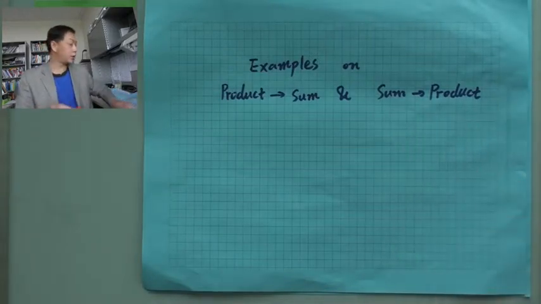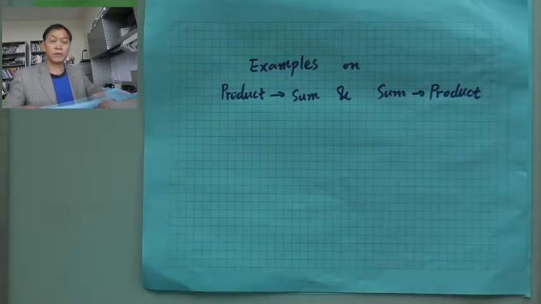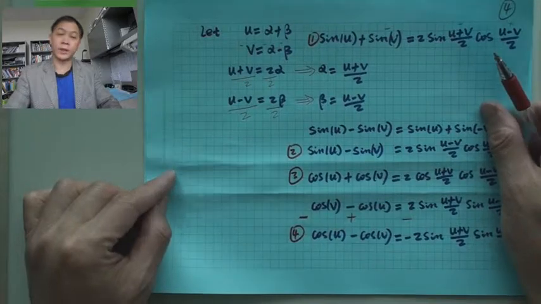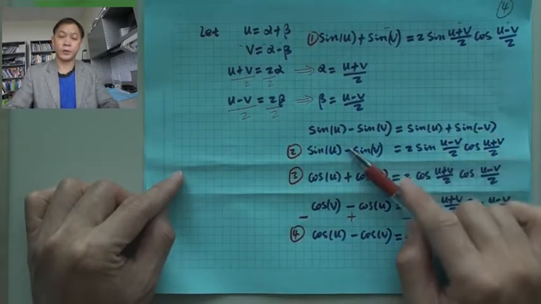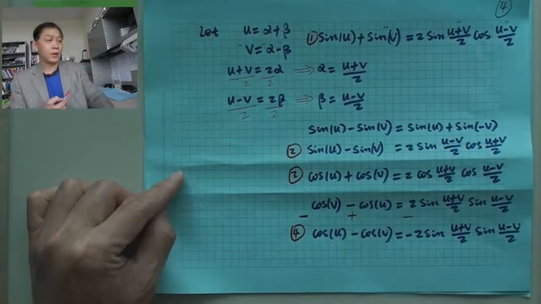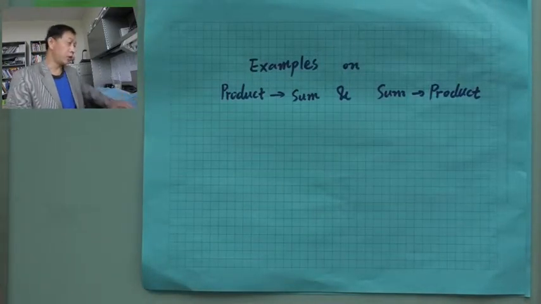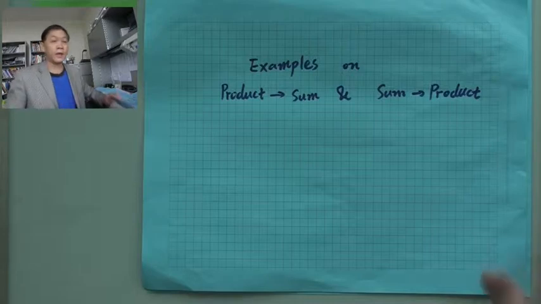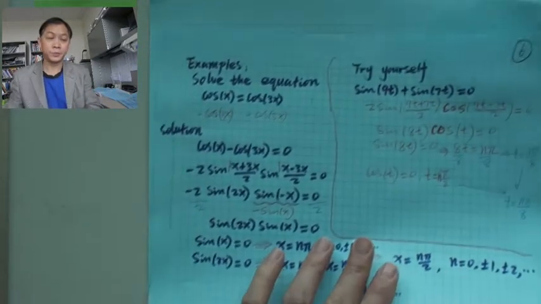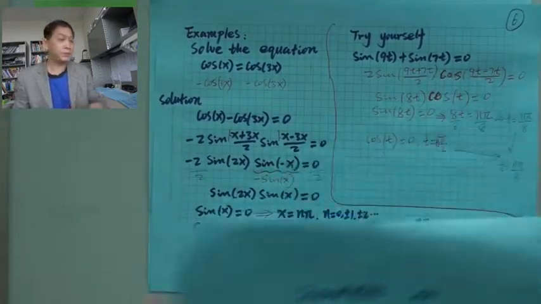From sum to product, we have four formulas right down here: 1, 2, 3, 4. These 7 formulas are very useful. And then let's see some examples right down here.